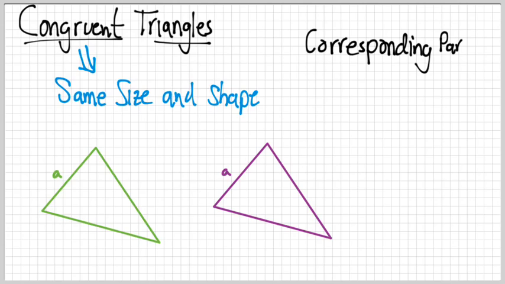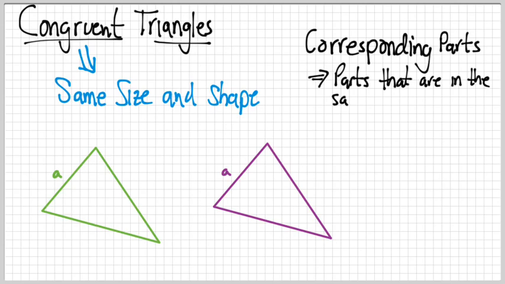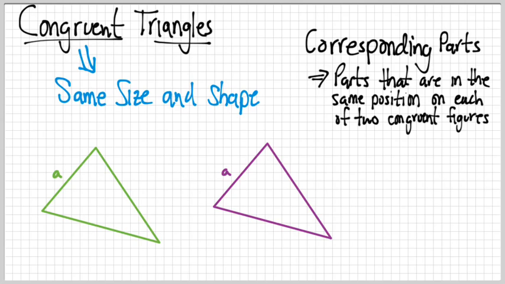So let's define that. We basically say that corresponding parts are the parts that are in the same position on each of two congruent figures, or in this case triangles. So there are other corresponding parts. B on this one corresponds with purple B on this one. C on this one corresponds with a purple C over there on the purple one.